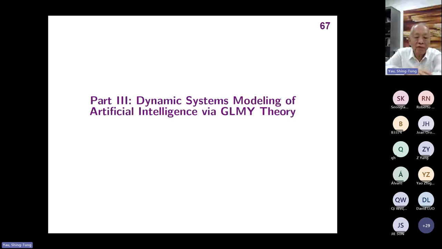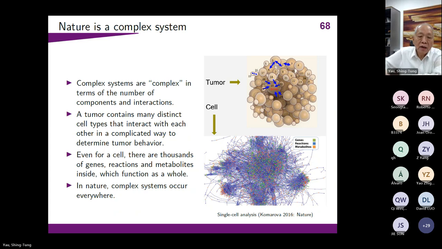Now we come to part three, which is by a group of people led by Yonglin Wu, called Dynamical System Modeling of AI using GLMY theory. GLMY theory is a theory of graphs. So this is more related to biology.